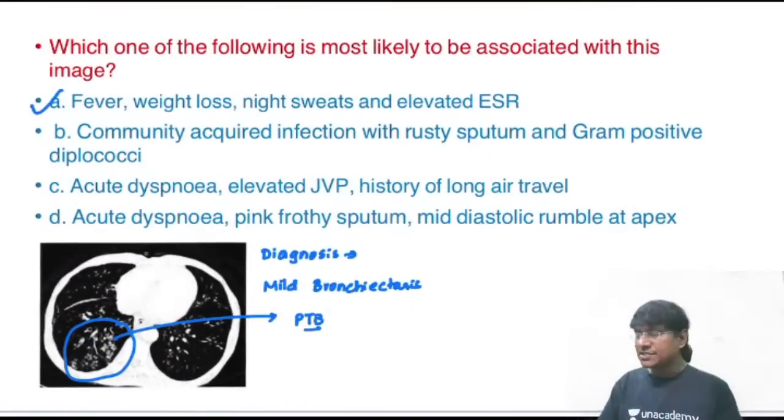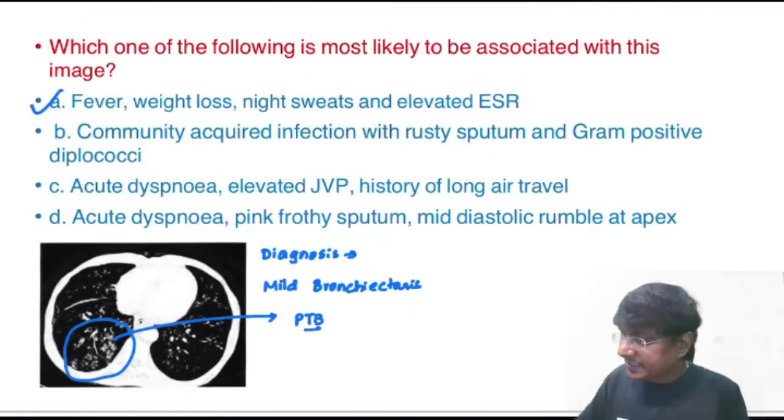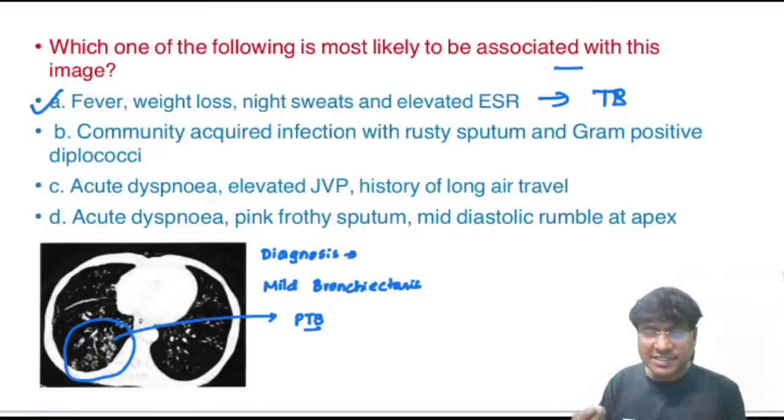So fever, weight loss, night sweats, and elevated ESR, like this is suggestive of tuberculosis, and that will be the correct answer. What about the second option?